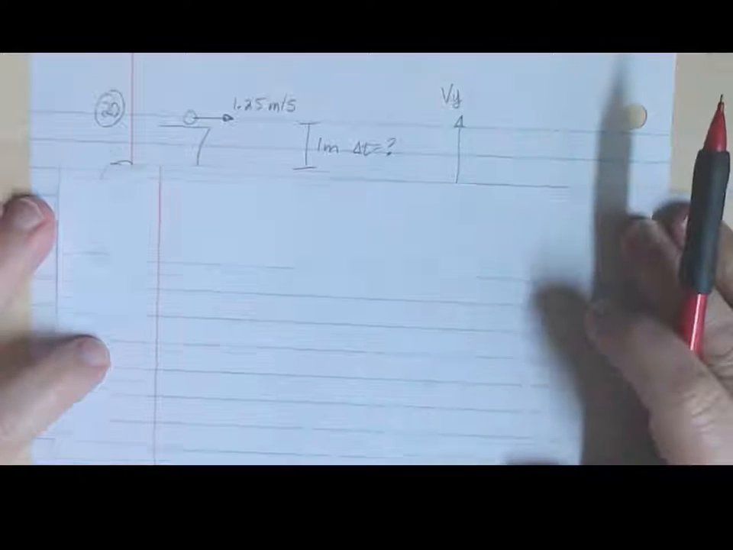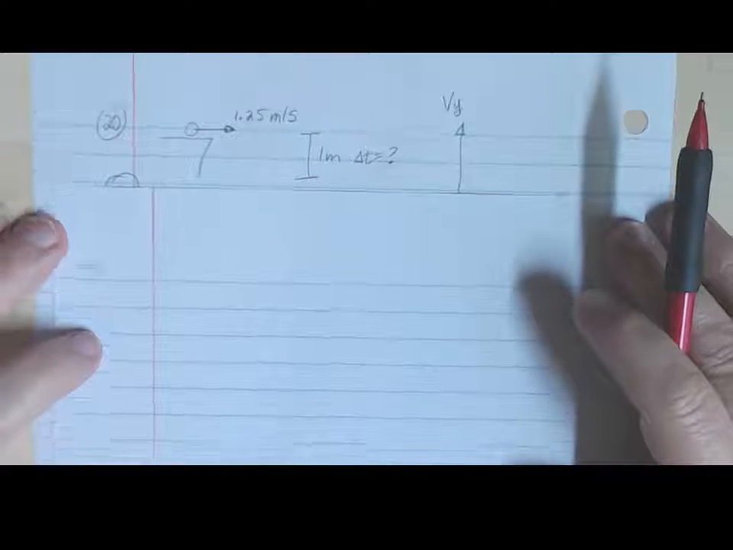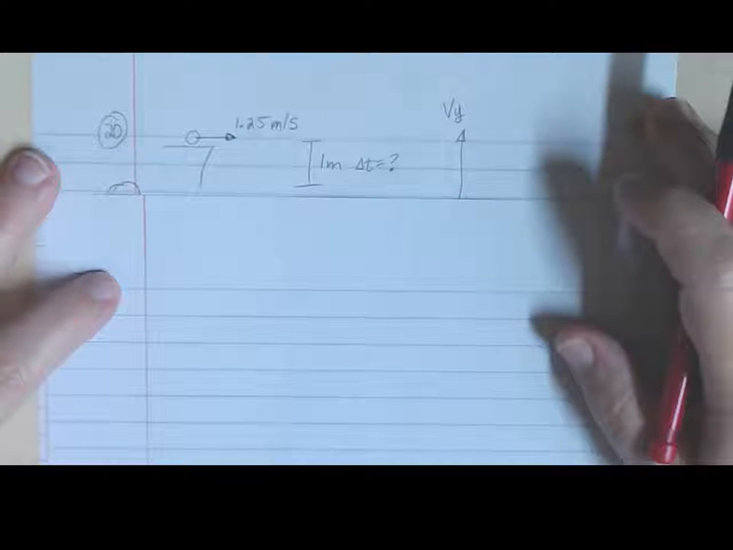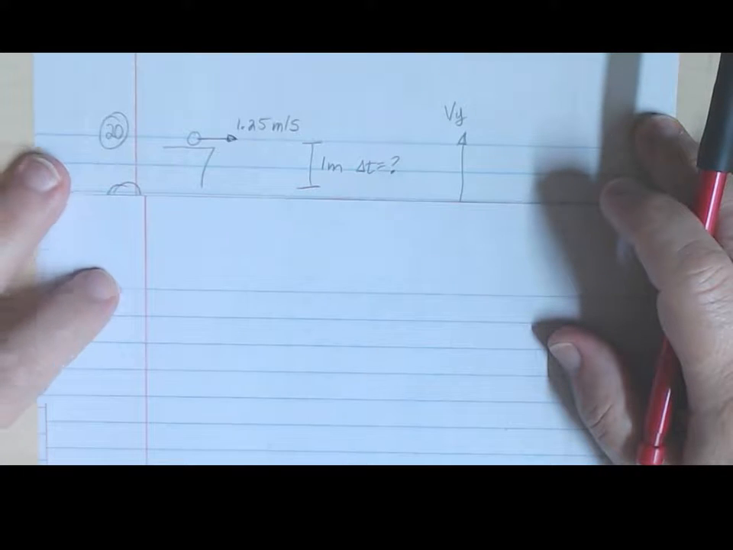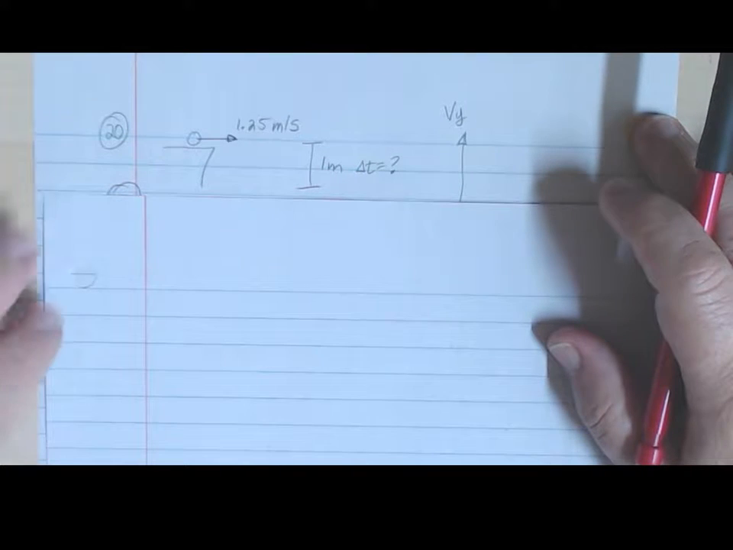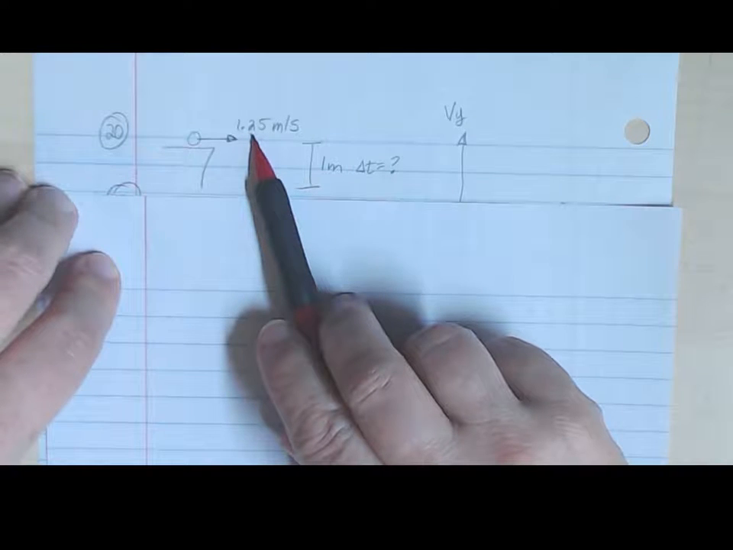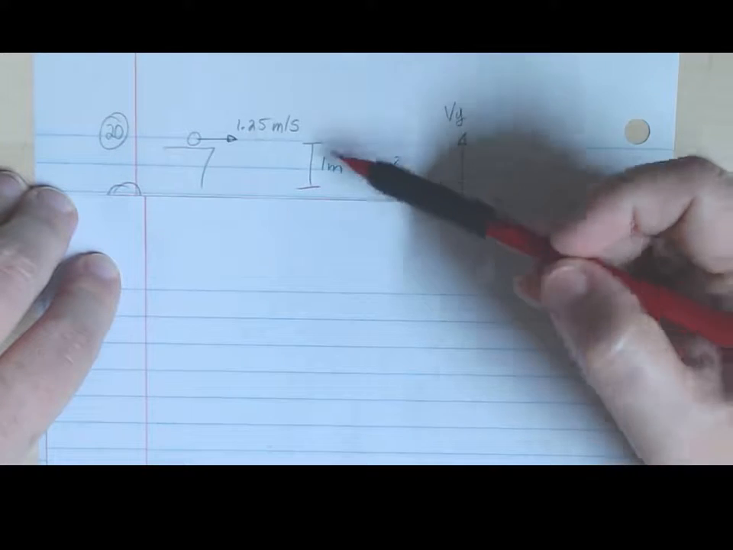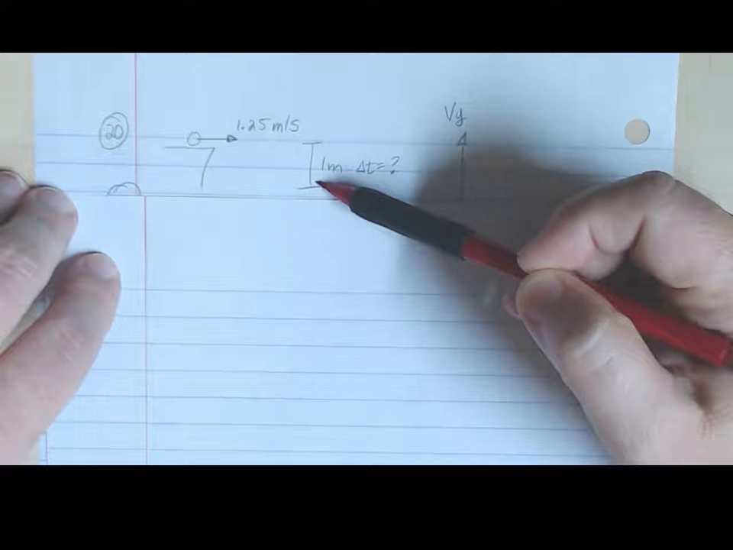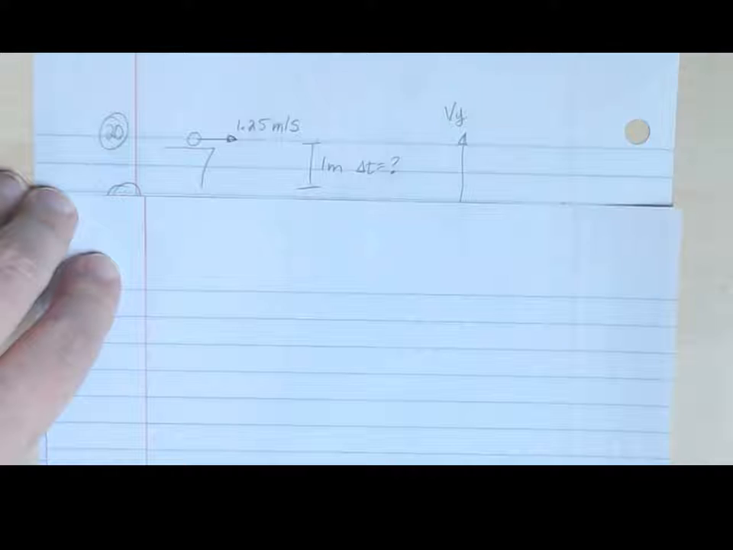All right. I'm going to talk through problem 20, which I actually already solved. I already wrote it out. So, problem number 20. We are told we have a baseball. It rolls off a bench that is 1 meter from the ground with a horizontal speed of 1.25 meters per second. And we're asked to find the change in time.